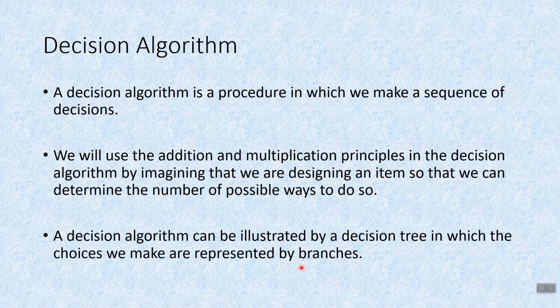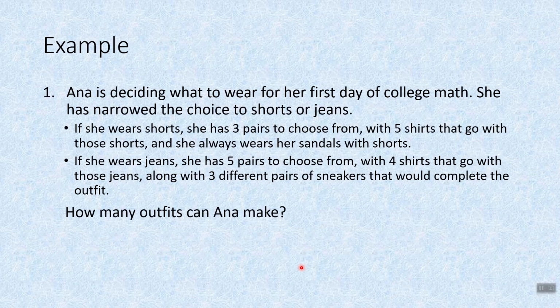A decision algorithm can be illustrated by a decision tree in which the choices we make are represented by branches. And I'll show you one of those in Example 3. Okay, so Anna is deciding what to wear for her first day of college math. You know, it's such a big decision. She's narrowed the choices to shorts or jeans.